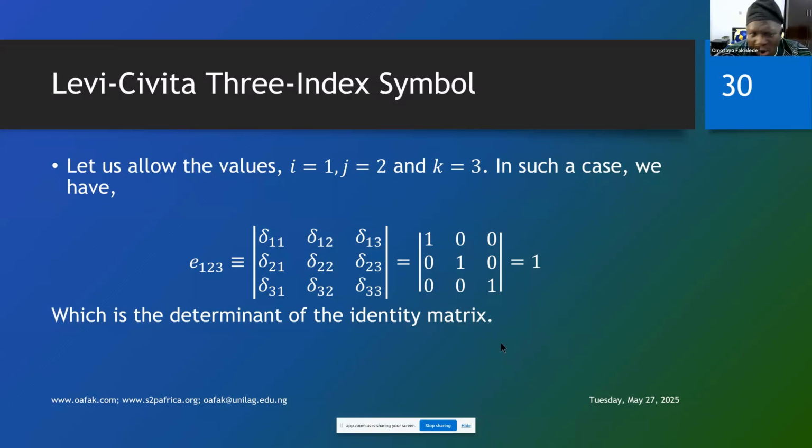You can get all the other values. You can, for instance, let I be 2, let J be 1, and let K be 3. If you do that kind of thing, you will discover some interesting changes, and it will give you other values. So this is the way that the 3-index symbol works.